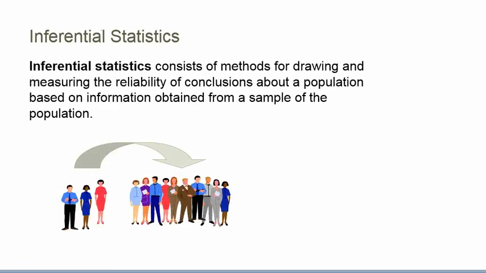Inferential statistics. Inferential statistics consist of methods for drawing and measuring the reliability of conclusions about a population based on information obtained from a sample of the population. So let's say that the 3 people that we chose from the office were surveyed to see if they preferred Coke products or Pepsi products in the vending machines. Then we will make an inference about the maybe 10 people who work in the office based on the results of that survey.